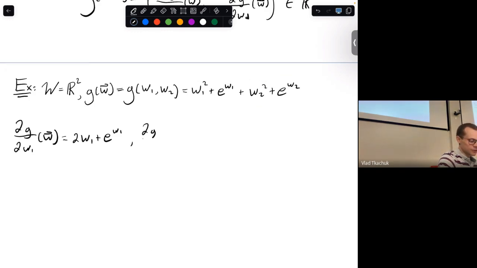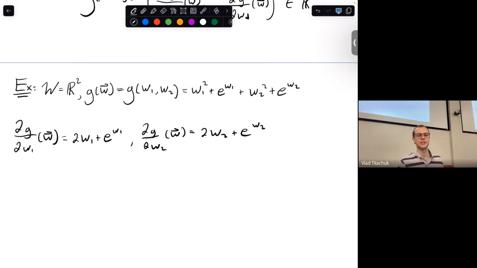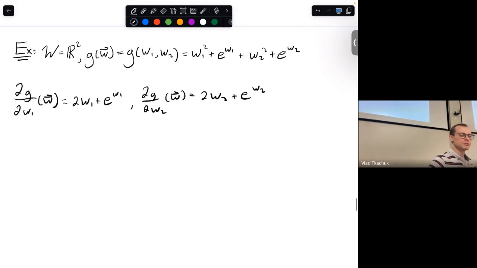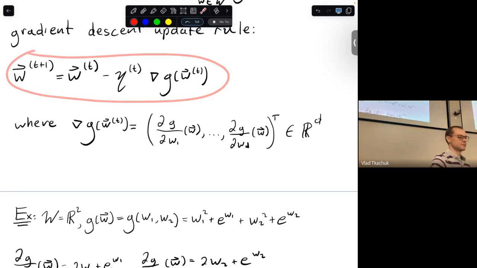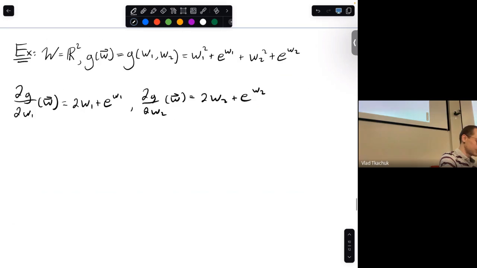Turns out it's the same story for W2: 2 times W2 plus e to the W2. Shouldn't be anything special. It's what you've seen already in the 1D case. What does our step look like? I write this now with column versions of vectors to make it more clear. So this is our step. Now I'm going to write this out explicitly. We want to calculate where are we, what point do we get to at time step t plus 1, or iteration t plus 1. What does this thing look like?